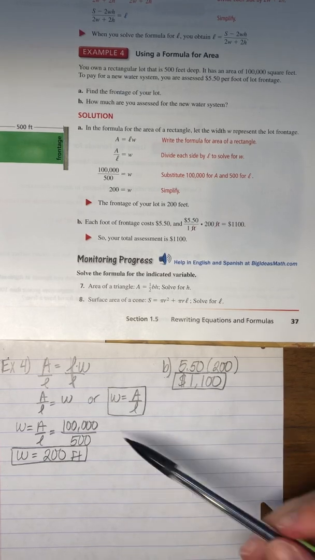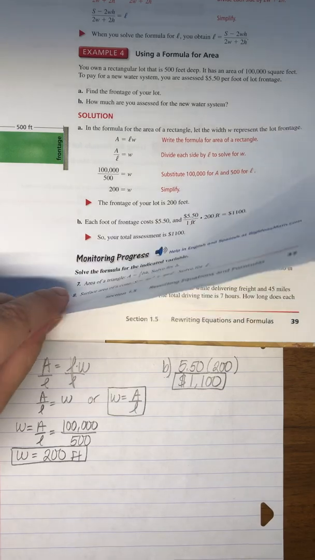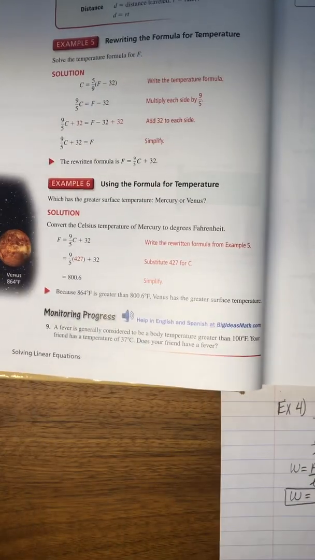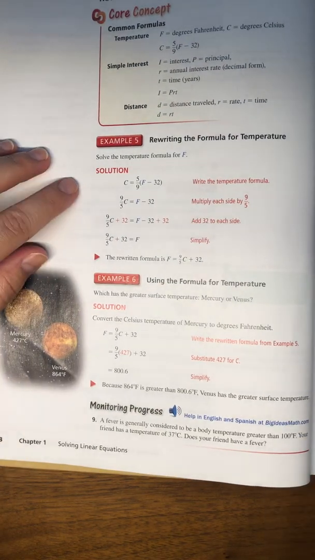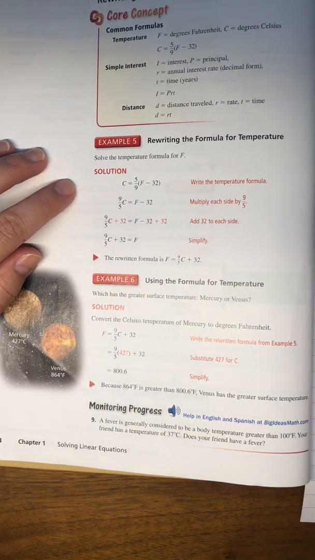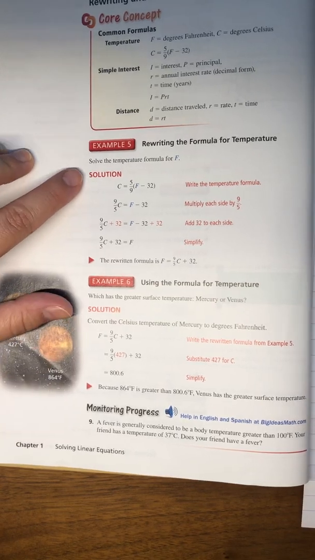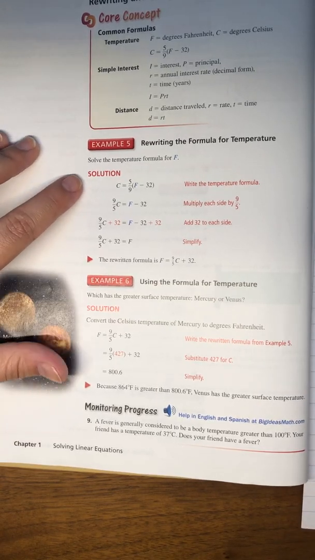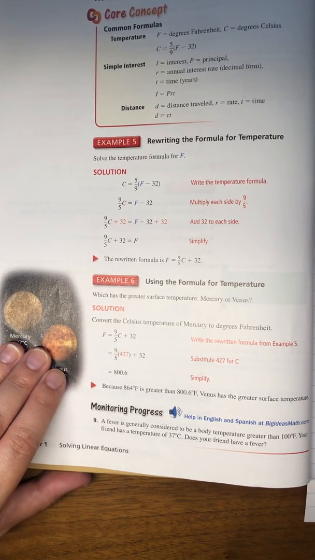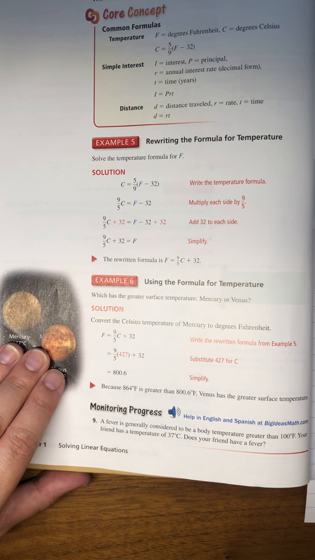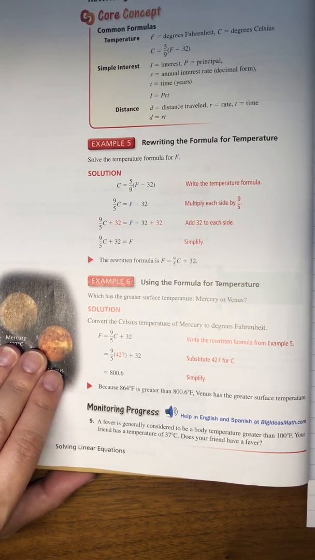Let's do some more like this, and we're going to focus more on solving the equation for a specific variable. I'm going to go to the next page. So I'm now on page 38 if you're following along with me, and we're going to look at example 5. In example 5, it says we're going to solve the temperature formula for F. Let's write down the formula. It's C equals 5/9 times the quantity of F minus 32.